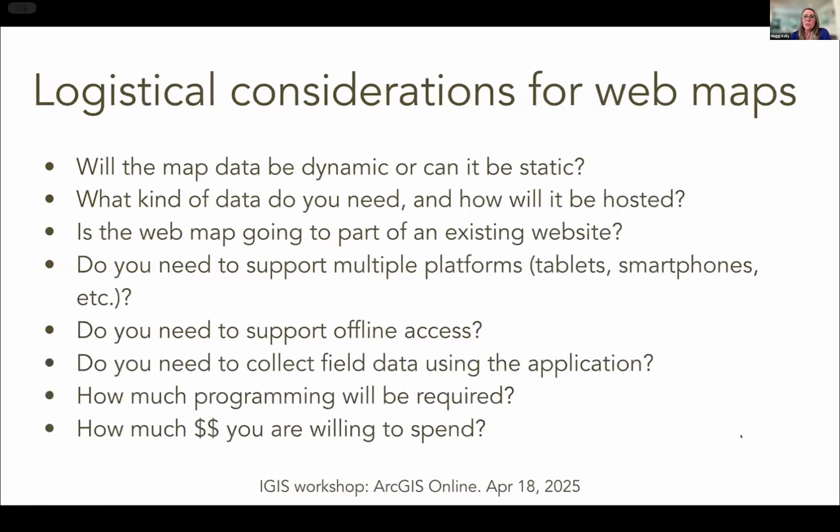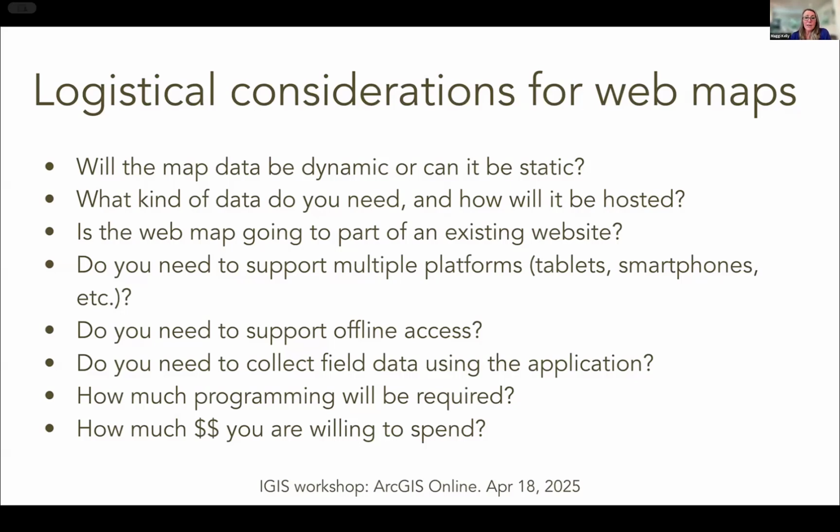There are also some logistical considerations for these web maps. You might want to ask, are they dynamic or can they be static? And what data do you need? And how is it going to be hosted? Is it all coming from Living Atlas, or is it going to come from a place that the site might actually go down? Is the web map going to be part of an existing website? Do you want to support multiple platforms? Do you want people to be able to see your map on a tablet or a smartphone? Do you need to support offline access?